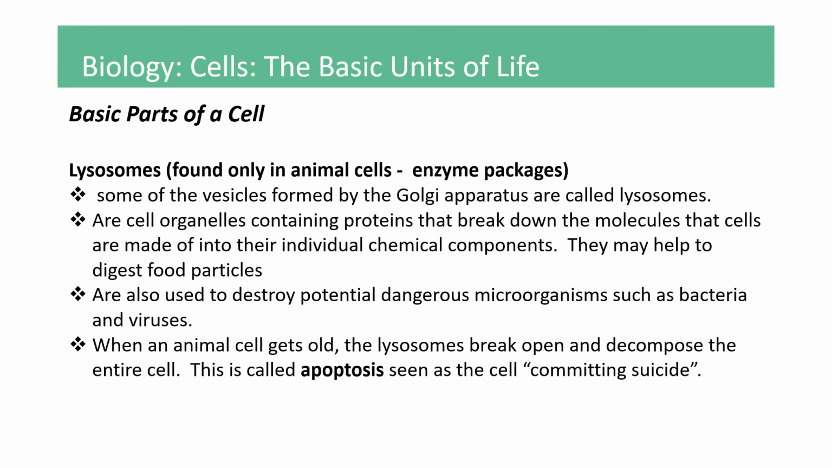Now we have lysosomes, which are found only in animal cells. They're considered enzyme packages. Some of the vesicles formed by the Golgi apparatus are called lysosomes. They're cell organelles that contain proteins that break down the molecules that cells are made of into their individual chemical components. This is considered to help in the digestion of food particles.